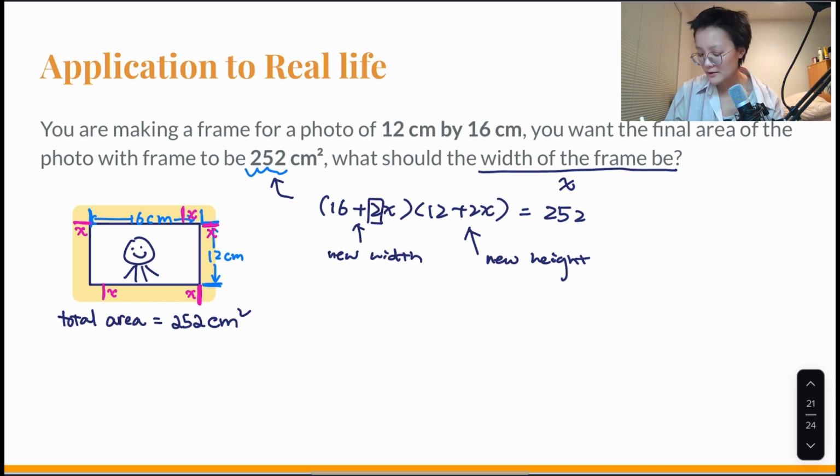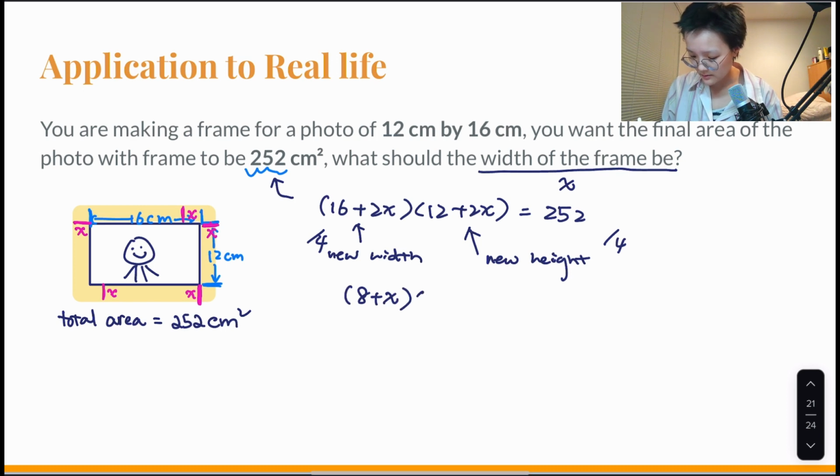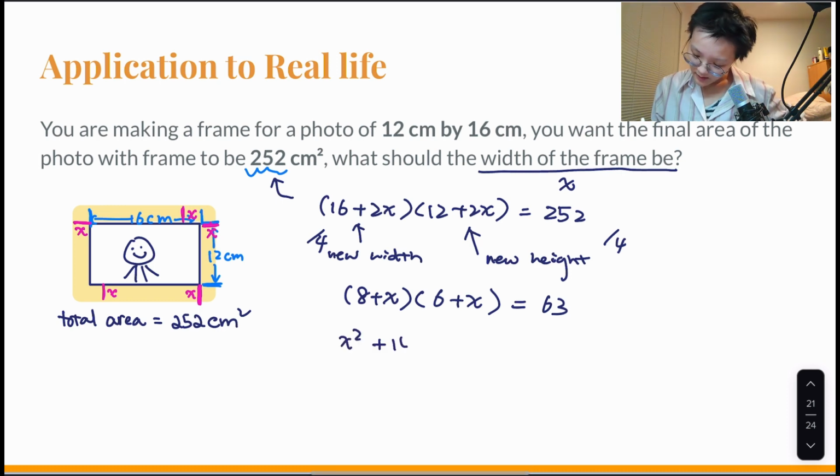First of all, I could factor out the common factor, which is 2, on both terms. So I can divide by 4 on both sides. So the first one equals x plus 8 times 6 plus x equals 63. Expand this and we get 14x plus 48 equals 63, and write it into its standard form.